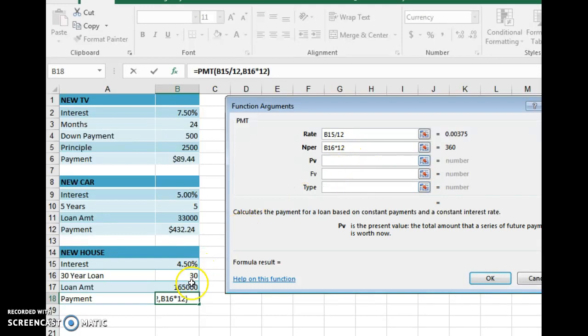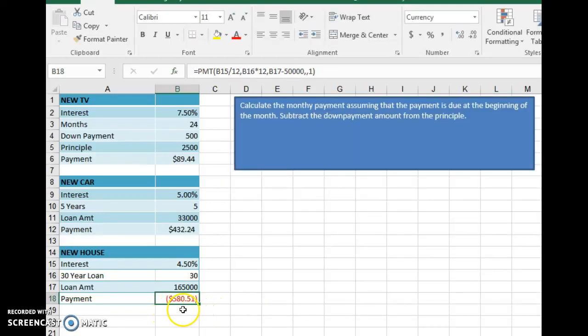And the present value is how much money I'm going to be borrowing. So I'm going to click that amount. And if I'm going to pay, let's say, $50,000 down on this house, I'll subtract that. That's my down payment, because I'm only going to be borrowing $115,000, and I'm going to put a 1 here because it's going to be due at the beginning of the period. It's going to show up my payment is negative, so I'm going to go up here to my formula bar, put a negative sign in front of that, and this shows that for the next 30 years I'll be paying $580.51.